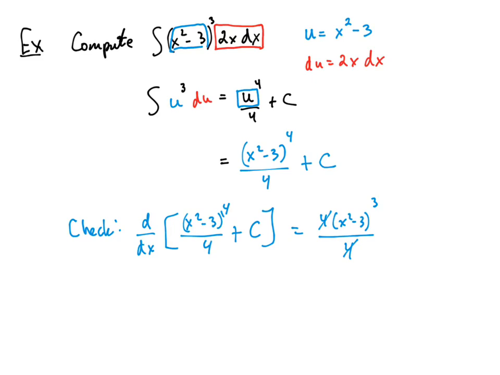I didn't apply the chain rule. I took this 4 down in front, but then I didn't take the derivative of the inside part. So the inside part is 2x. And then taking the derivative of c is just 0 here. So what we end up with is 2x times x squared minus 3 to the third power, and that is exactly what we have in our original integral.